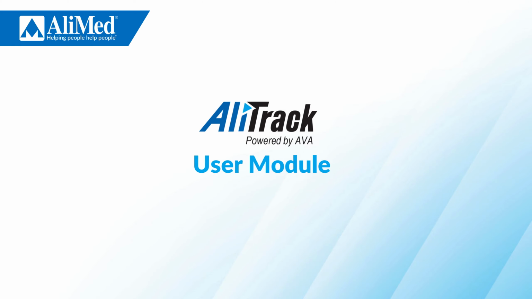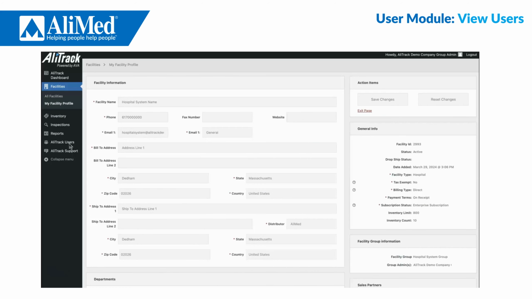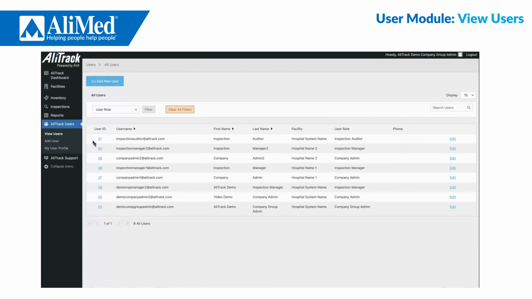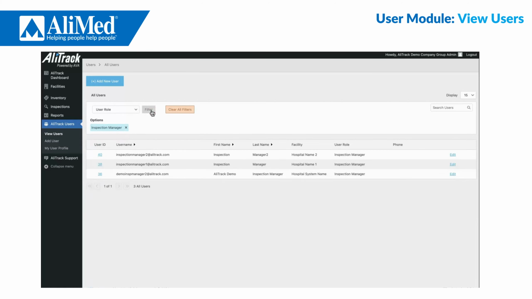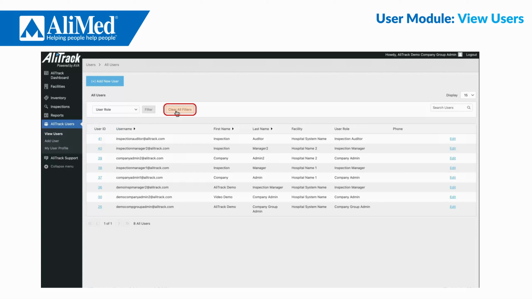This next section shows how to manage your company's AliTrack users. In the left side menu, navigate to AliTrack Users, then click View Users. This page provides an overview of role assignments and allows editing of user profiles. If you have several users, you can filter the list by choosing a user role and clicking Filter. The selected role is shown below in blue. To remove the filter, click the X or clear all filters.